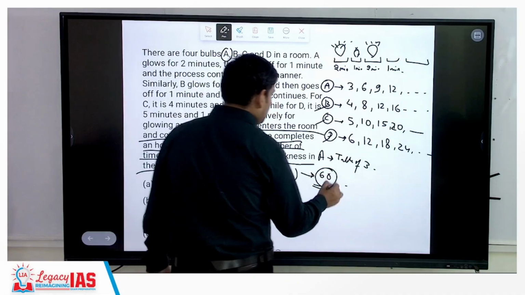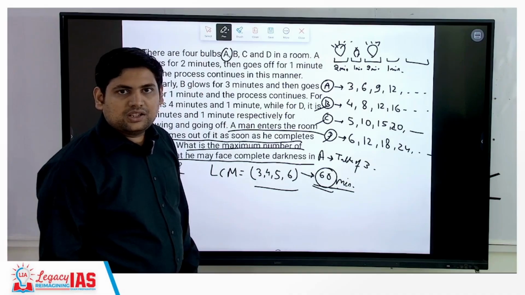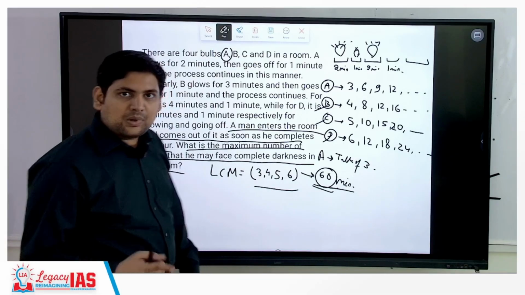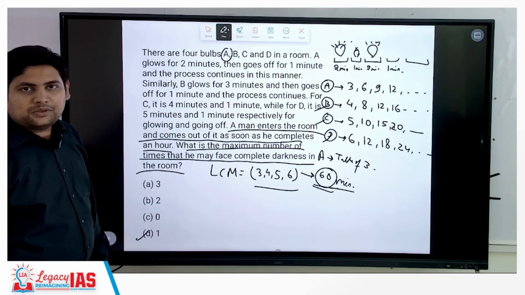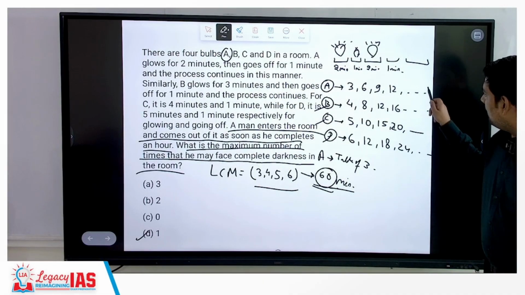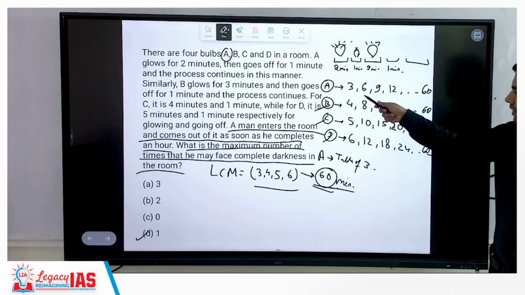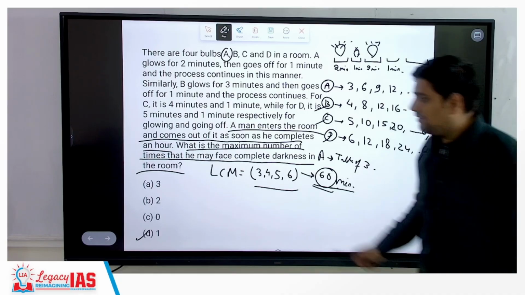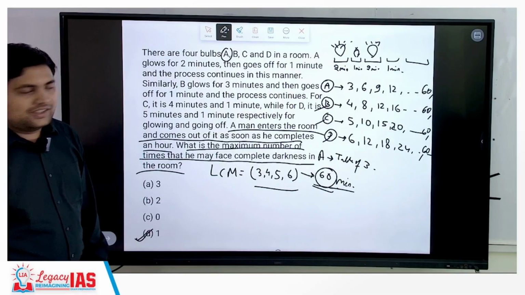That means if a person stays for an hour, that is, 60 minutes, at a maximum how many times can he see darkness? Maximum, he can see it only once. Understood? Only once, because no other number is common between all 4 of them before 60. 60 is in all the tables. Can you see? 60 is in the table of 3 also, 4 also, 5 also, 6 also. So 60 is that number. That is why that person will face total darkness only once. Got it? Then next.